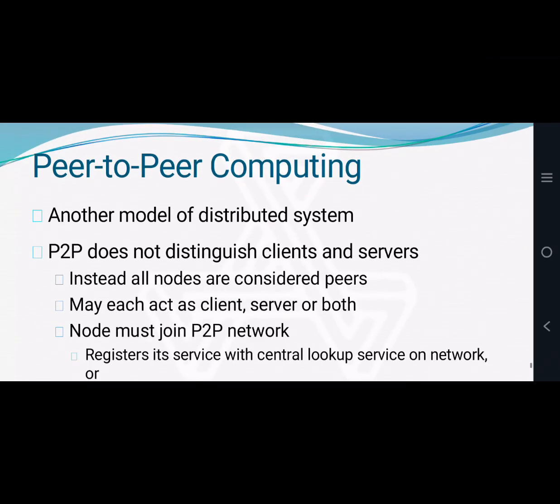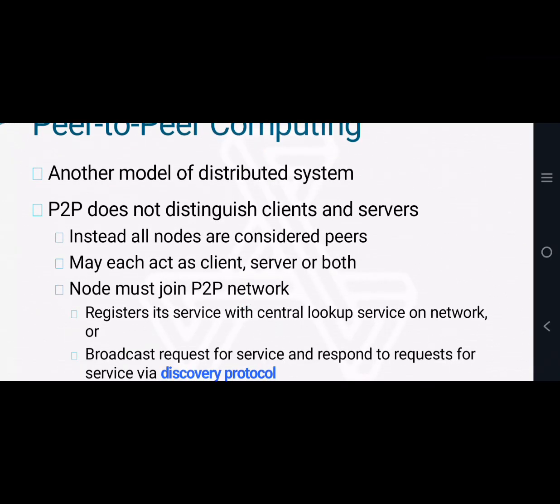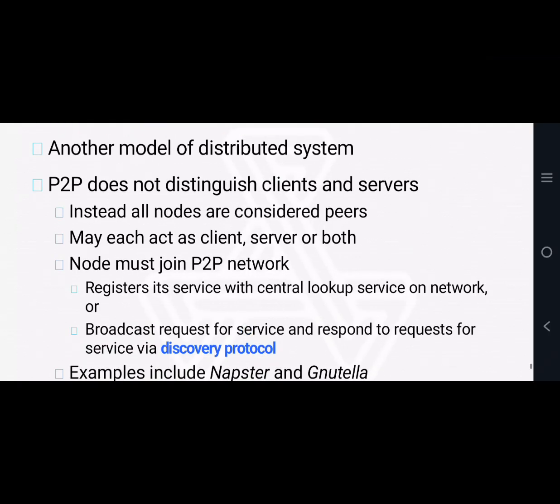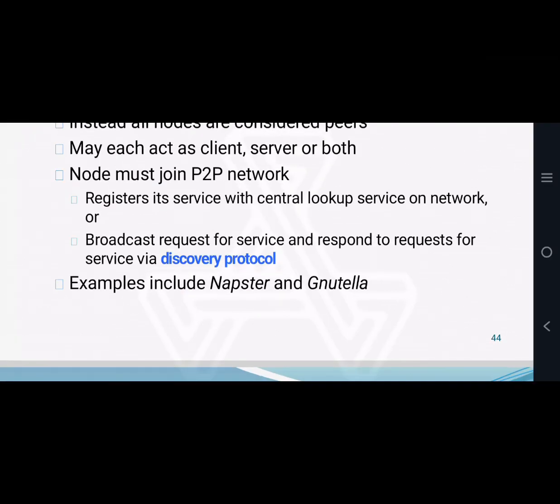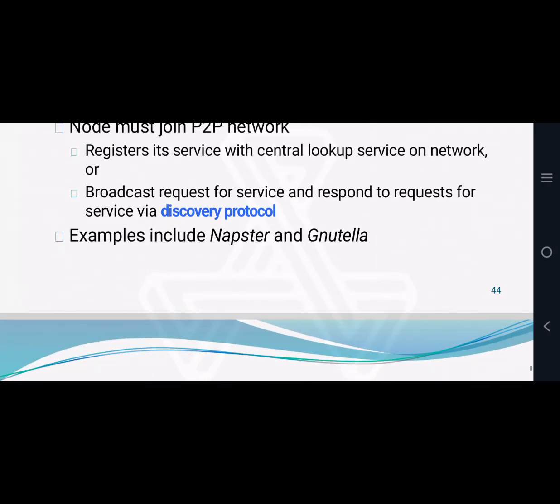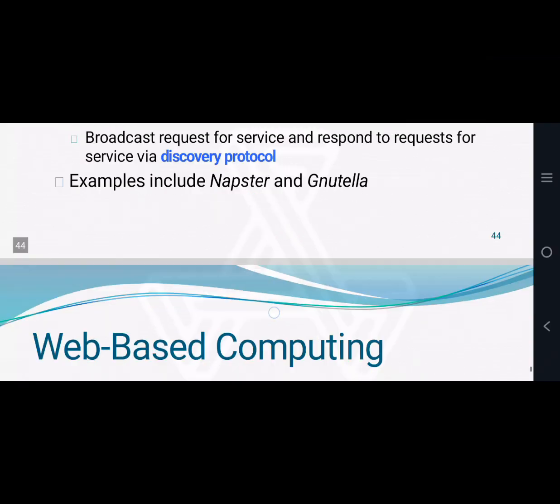Peer-to-peer computing is another model of distributed system. P2P does not distinguish clients and servers. Instead, all nodes are considered peers, and each may act as client, server, or both. A node must join the P2P network. It either registers its service with a central lookup service on the network, or broadcasts a request for service and responds to requests for service via a discovery protocol. Examples include Napster and Gnutella.